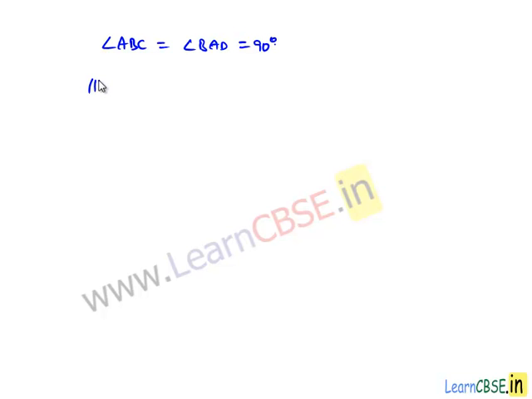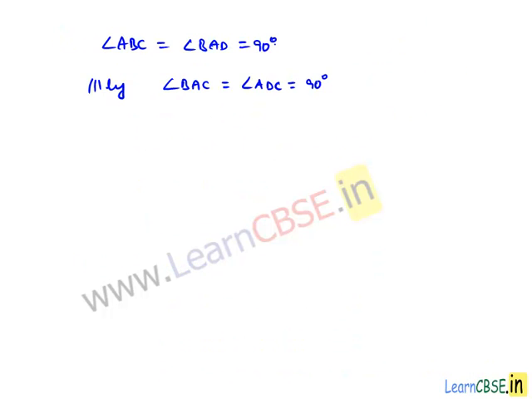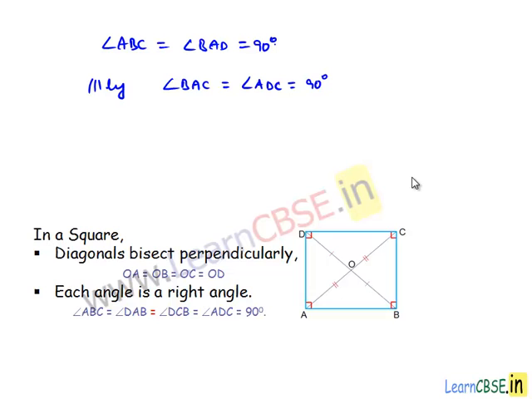Similarly, we can prove that angle BAC is equal to angle ADC is equal to 90 degrees by considering the triangles BAC and ADC. So here the angle between the adjacent sides is 90 degrees and all the sides are equal. So we can say that ABCD is a square. This is what the proof required for us.